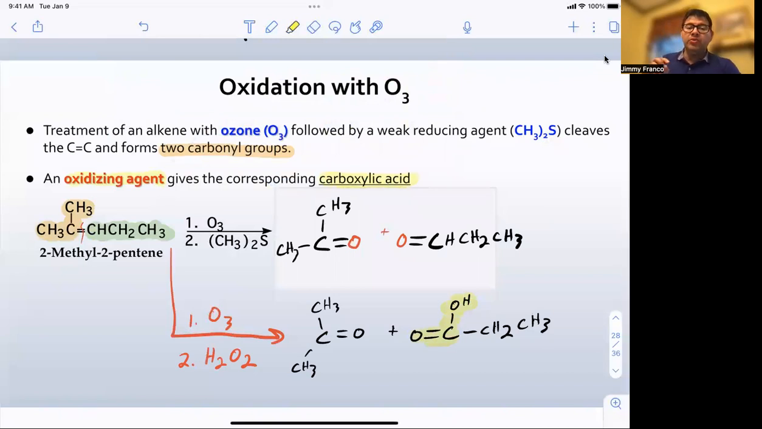So this is one of the few reactions where we actually cut the carbon molecule in half. We don't do it very often, so this one's kind of unique that we're actually cutting the molecule.